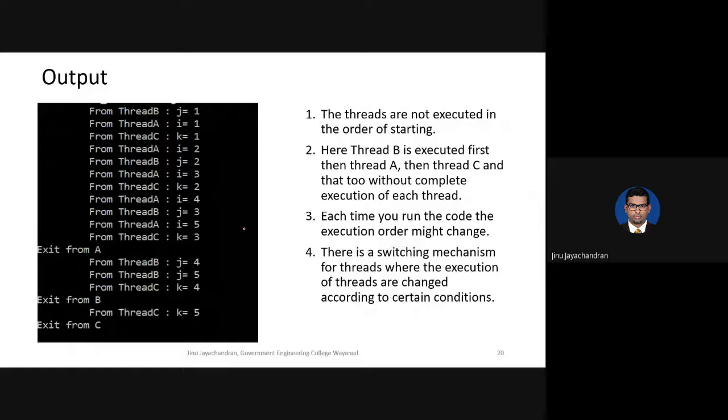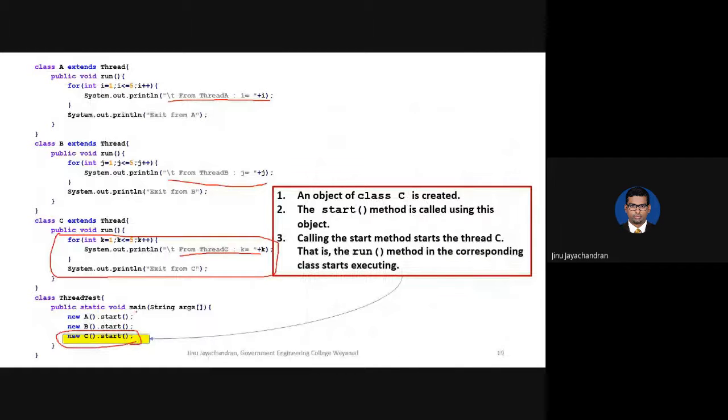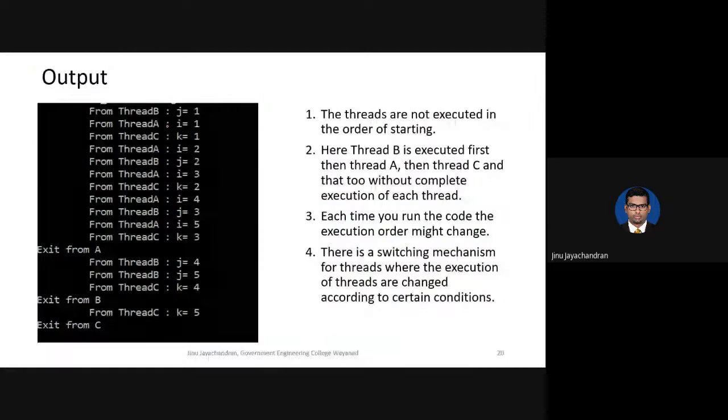program. Although you are starting it one by one, ideally first A should run completely, should print from thread A I is equal to 1, from thread A I is equal to 2, from thread A I is equal to 3, and so on. But instead of that, what is happening is it starts from thread B and prints J is equal to 1. Then it goes to thread A and prints I is equal to 1. Then it goes to thread C, then prints K is equal to 1.